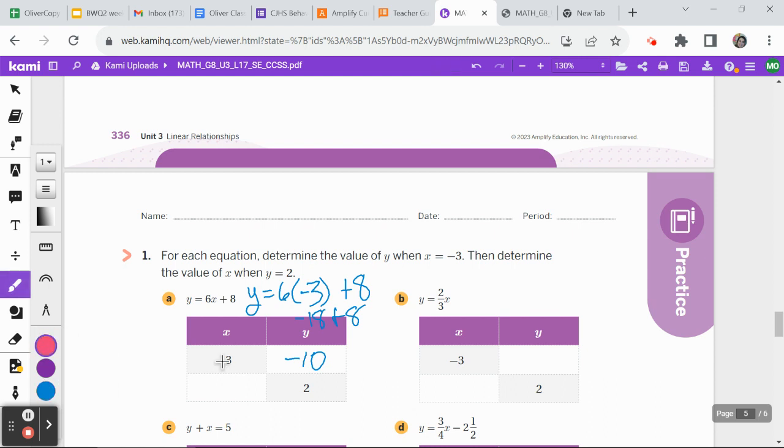Okay, let's look at B here. This time I'll work the y out. So 2 equals 2/3 x, and it's like a one-step equation. How do I get 2/3 to the other side? Remember, multiply by the reciprocal, which means keep, change, flip. Well, my 2's cancel, and I get 3.